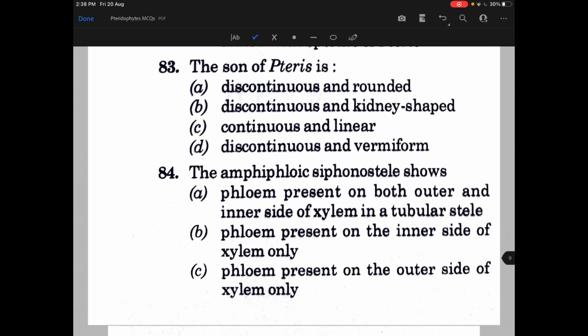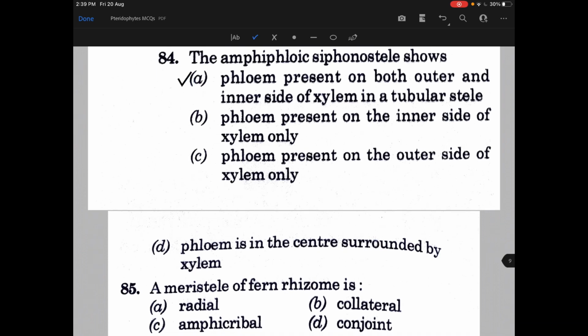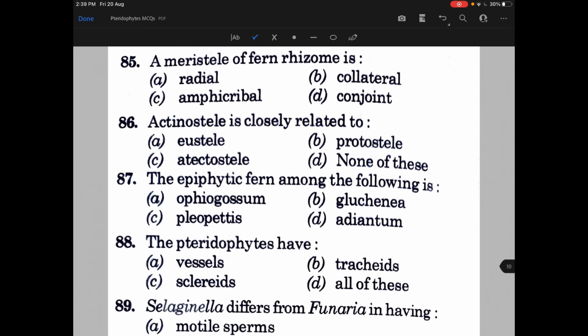Next, the sorus of Pteris is dash. 83. The answer is C, that is continuous and linear. Then, the amphiphloic siphonostele shows dash. 84. The answer is A, that is phloem present on both outer and inner side of xylem in a tubular stele. A meristele of fern rhizome is dash, and the answer to this is C, that is amphicribal.